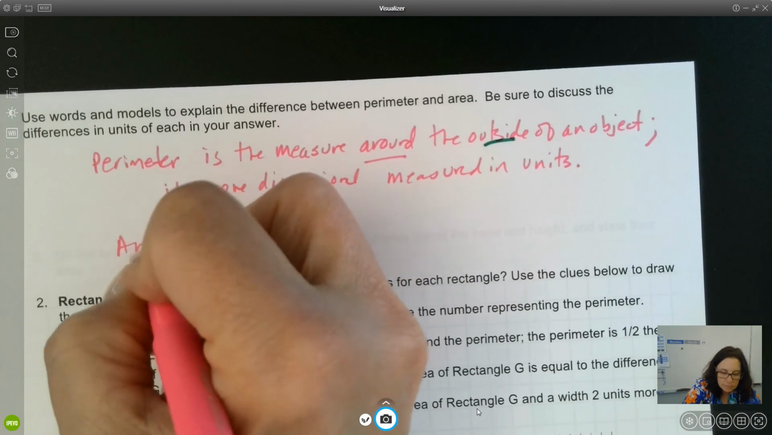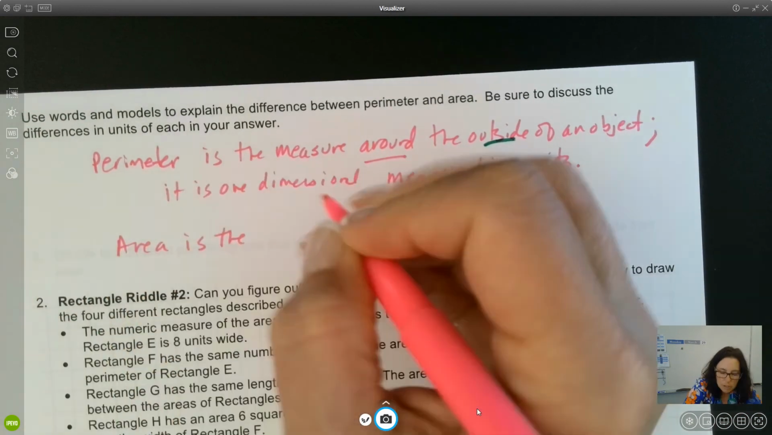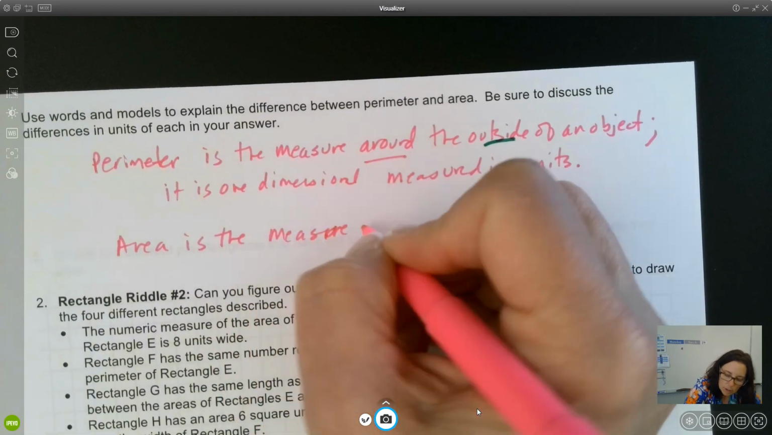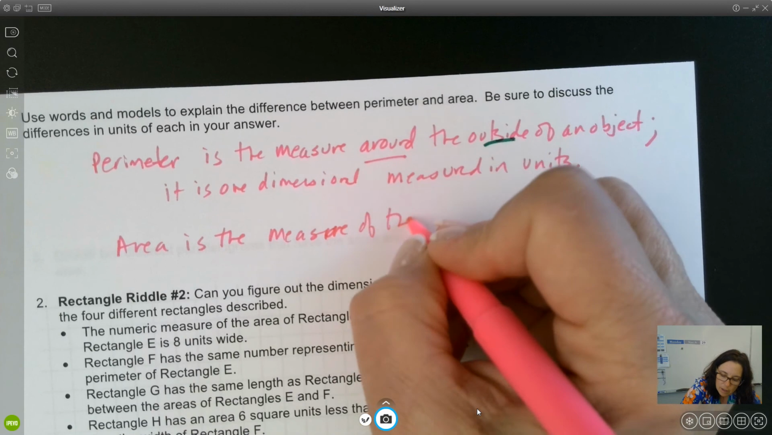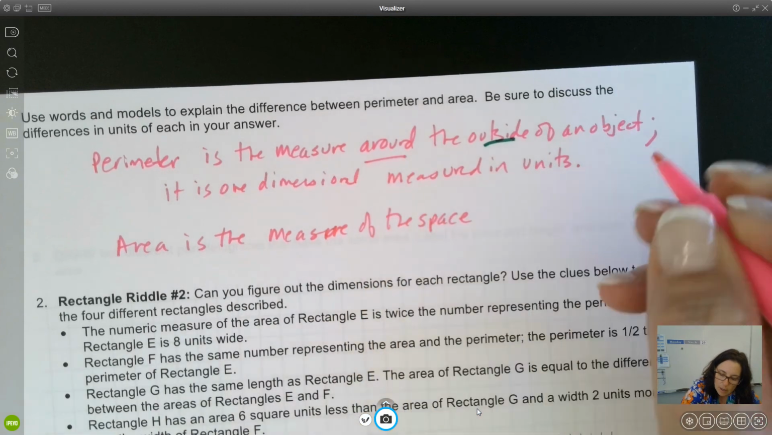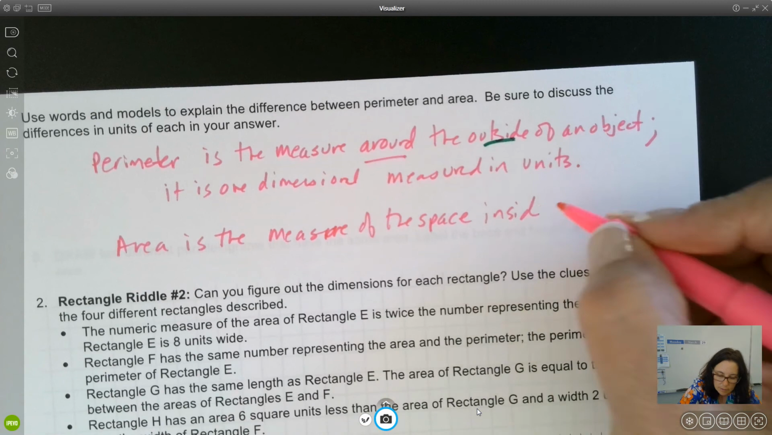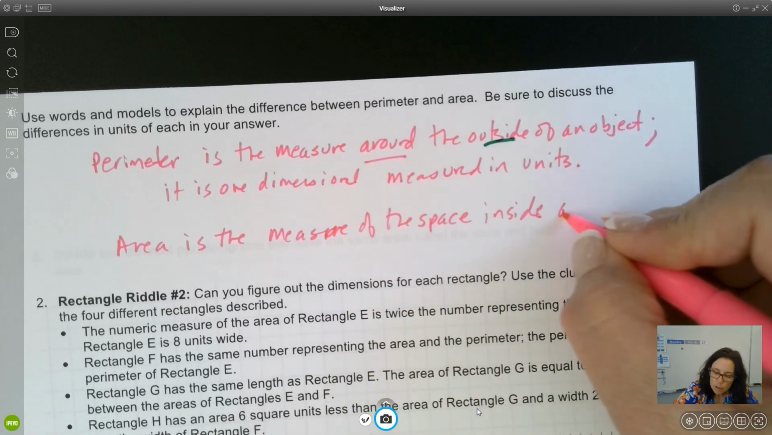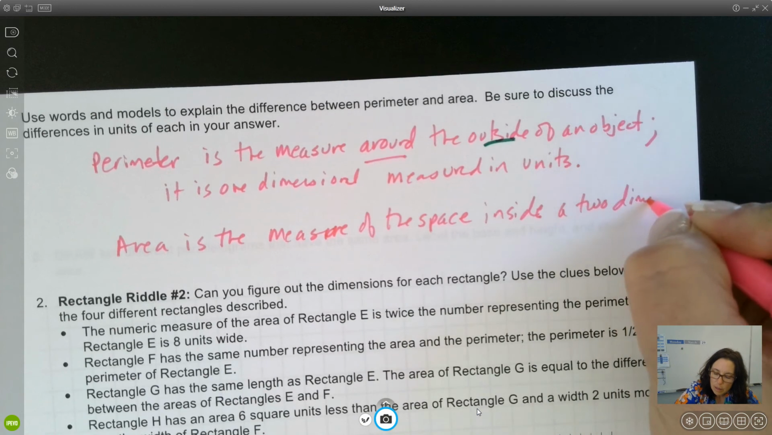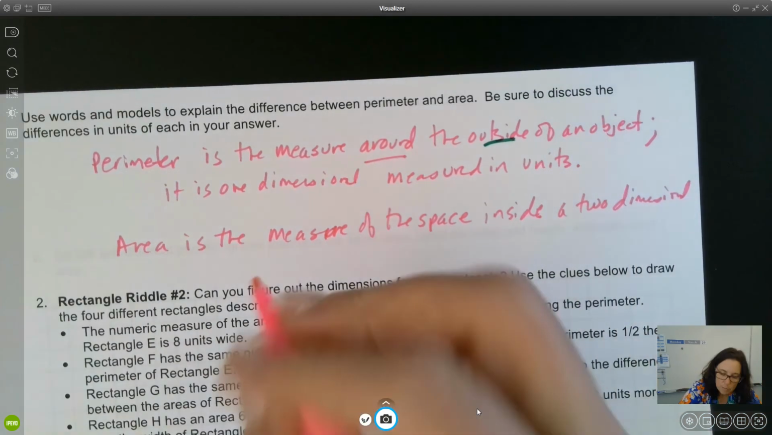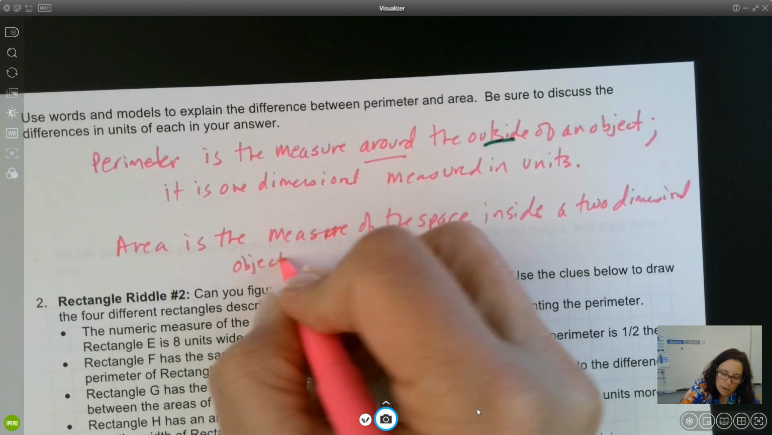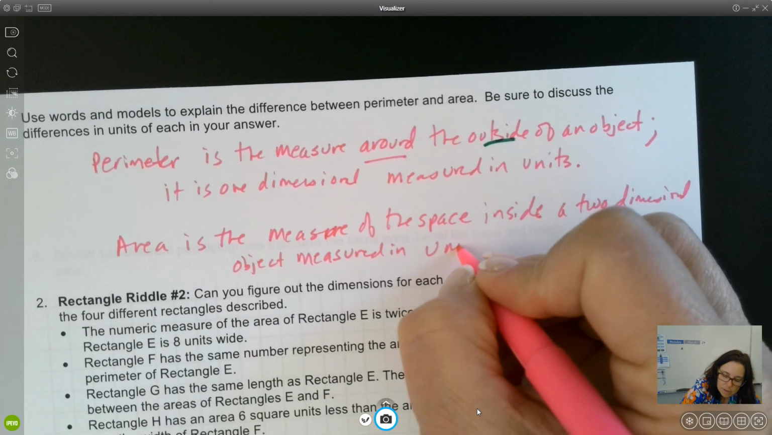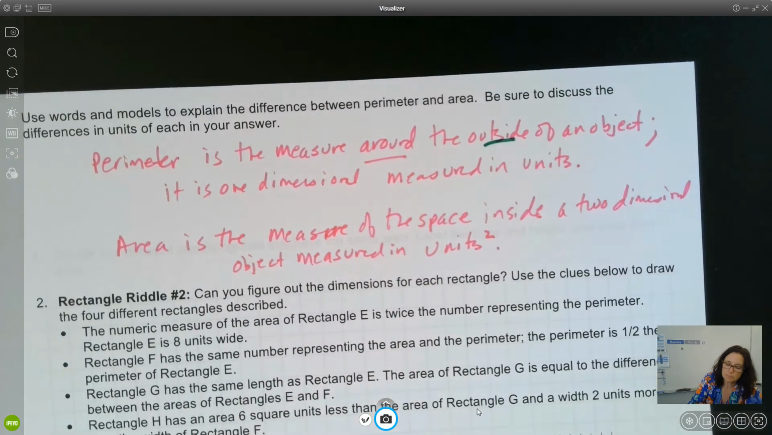Area is the measure of the space inside a two-dimensional object, measured in units squared.